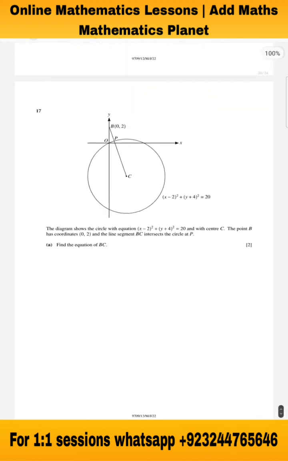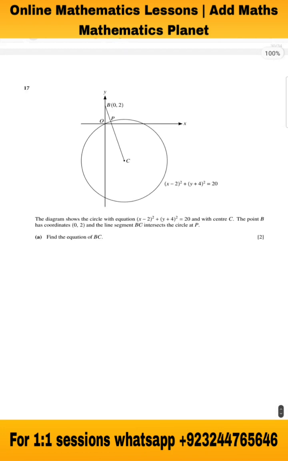Question number 17. The diagram shows a circle with the equation given, with center C. The point P has coordinates 0, 2, and the line segment BC intersects the circle at point P. We have the equation of the circle, so we can find the center of the circle. What will be the center of the circle? It would be 2 and minus 4.